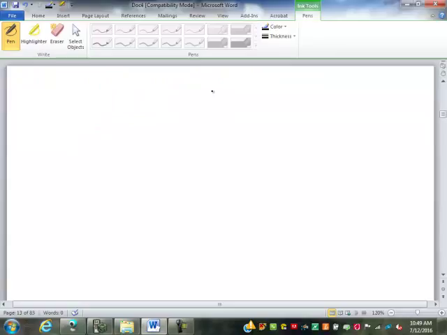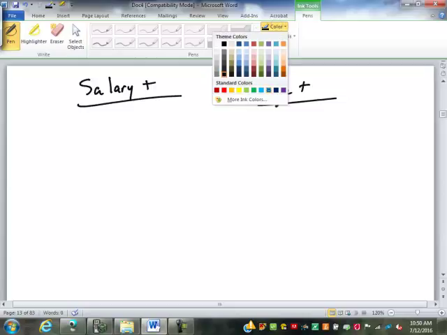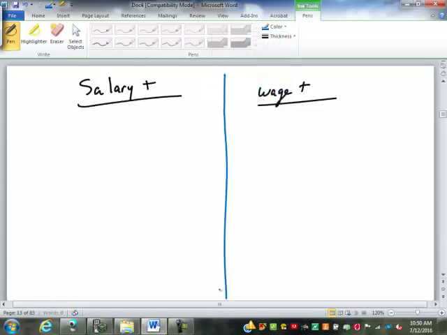So a lot of times they do a salary plus commission system or a wage plus commission system. An example of a salary plus might be you get $200 per week plus 8% of sales. Notice that the percentage is less because you are getting a base salary.